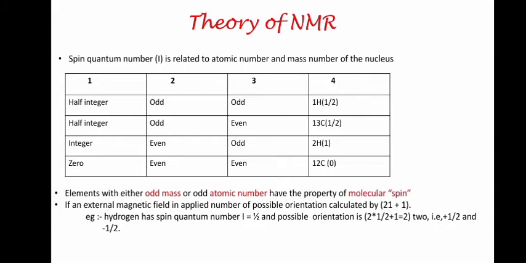Spin quantum number is related to atomic number and mass number of the nucleus. Elements with either odd mass or odd atomic number have the property of nuclear spin. If an external magnetic field is applied, the number of possible orientations is calculated by 2I plus 1. Example, hydrogen has spin quantum number I equal to half, and possible orientations are 2 into 1 divided by 2 plus 1, which is equal to 2. That is half and minus half.